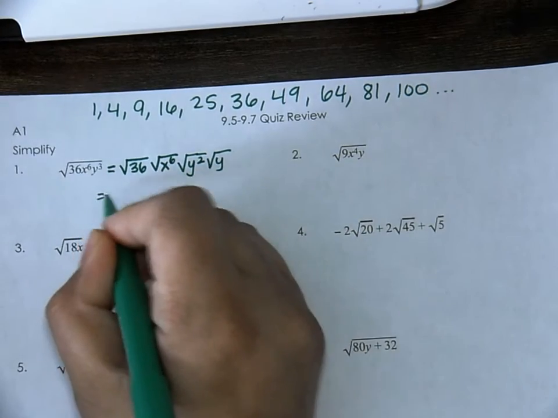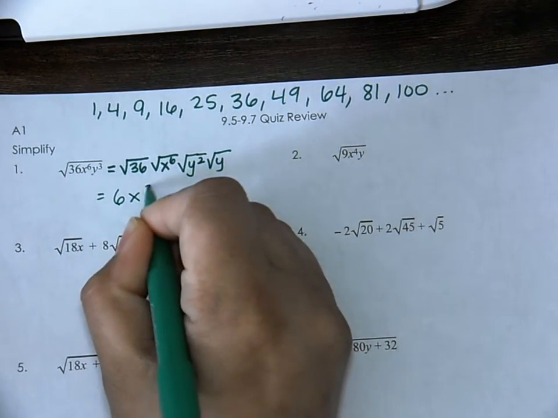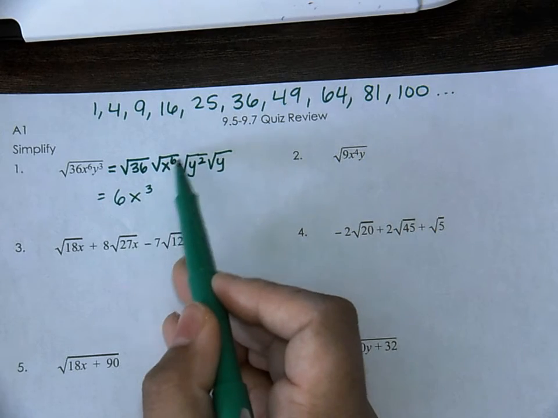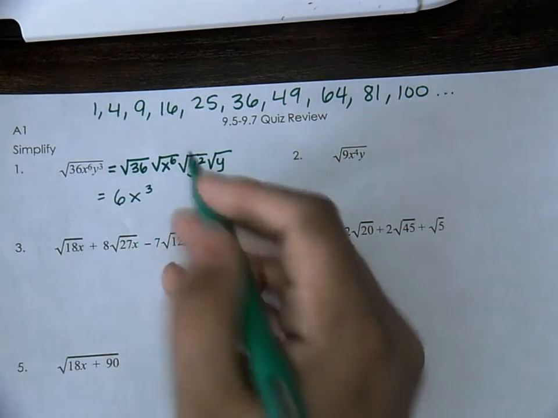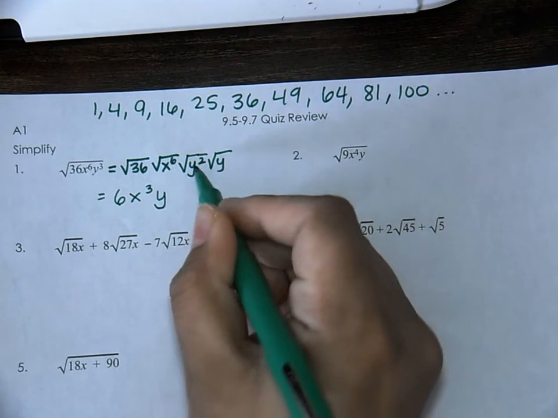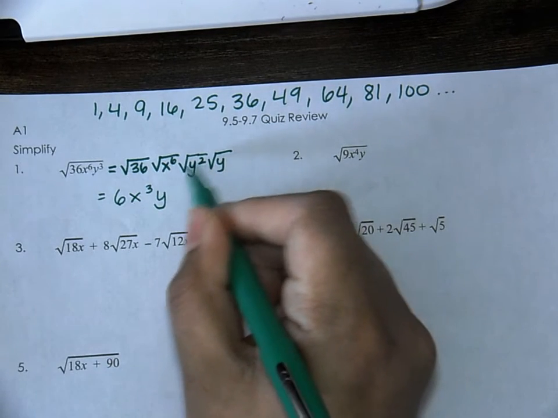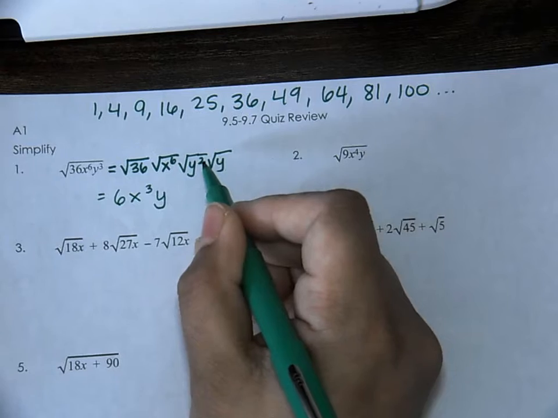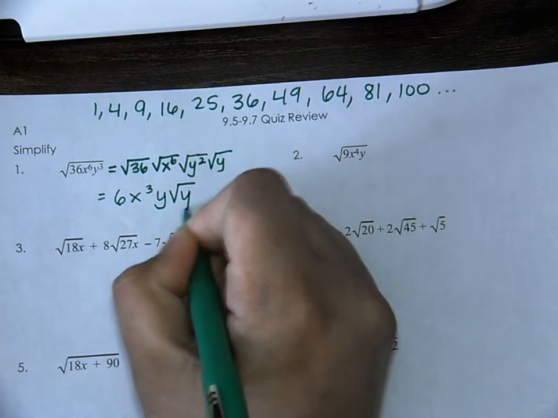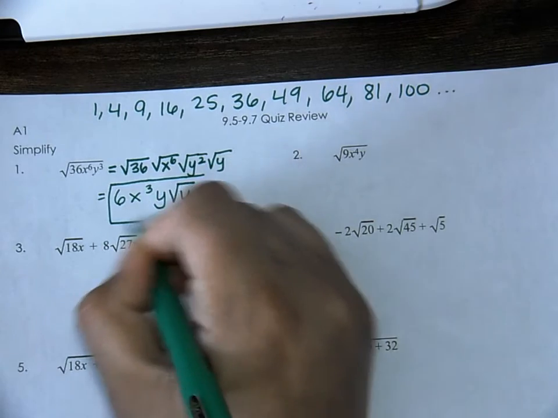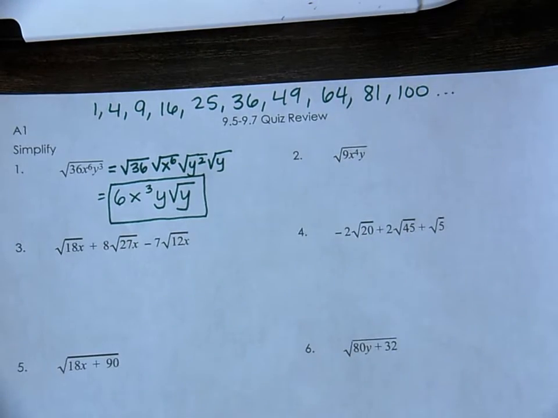So this would be 6x cubed, because I'm taking the 6, I'm cutting in half. Half of 6 is 3 when you take it out of the radical. Then we have a y just by its own, because the squared and the square root, again, you could cut the squared in half. That's just going to be a 1. And then finally, square root of y stays inside the radical. That is as far as you can simplify it.